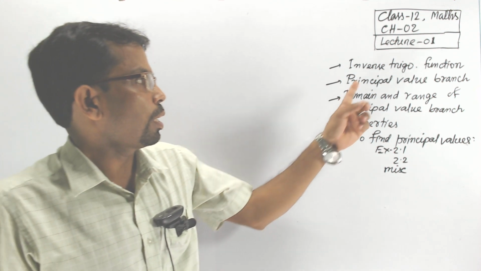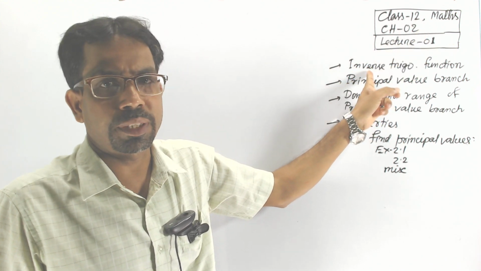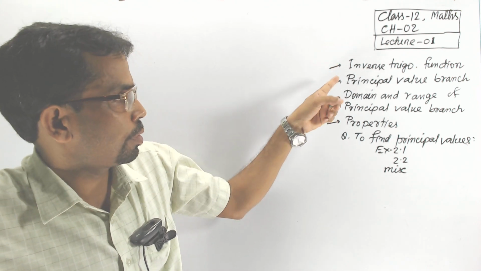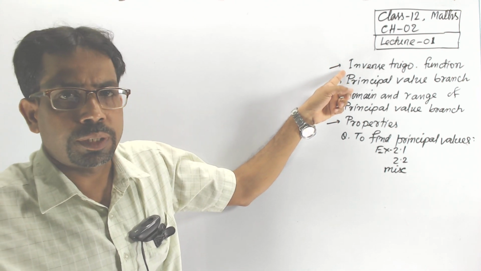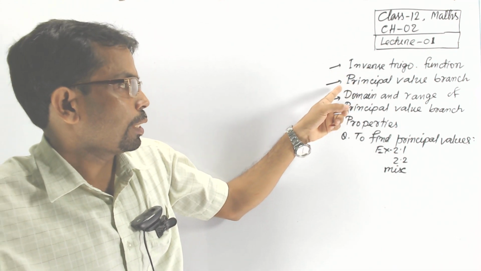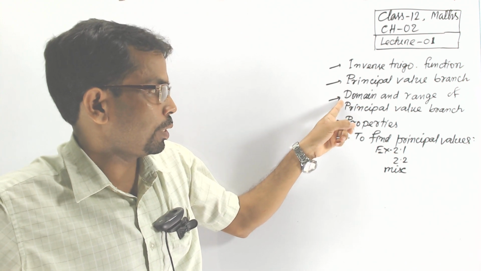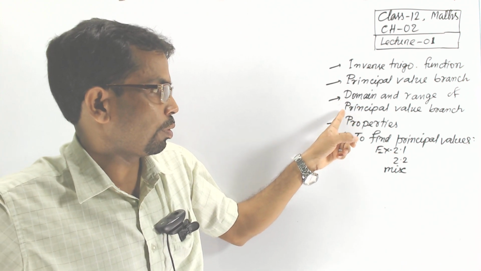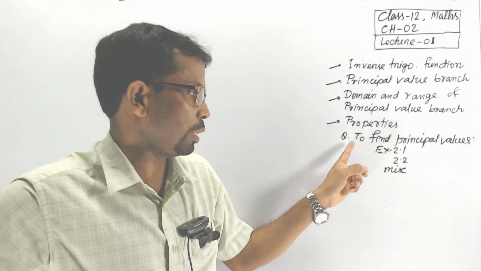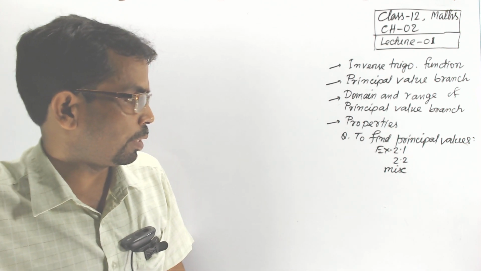This is the first lecture on class 12 maths chapter 2, which is inverse trigonometric functions. In this video I will be discussing the basic idea about inverse trigonometric functions, along with the graph and principal value branch of inverse trigonometric functions, then the domain and range of inverse trigonometric functions for the principal value branch, and then some properties which we need to find the principal values of functions given.